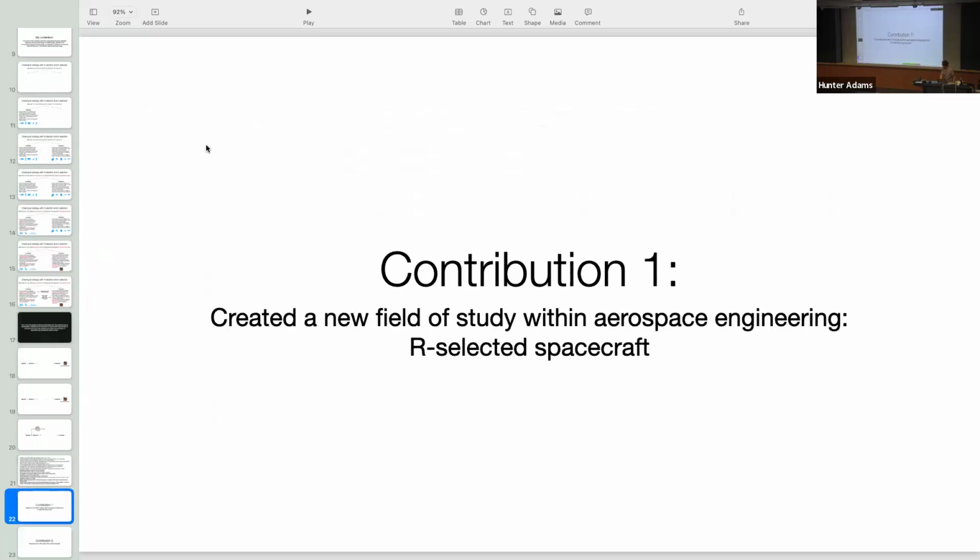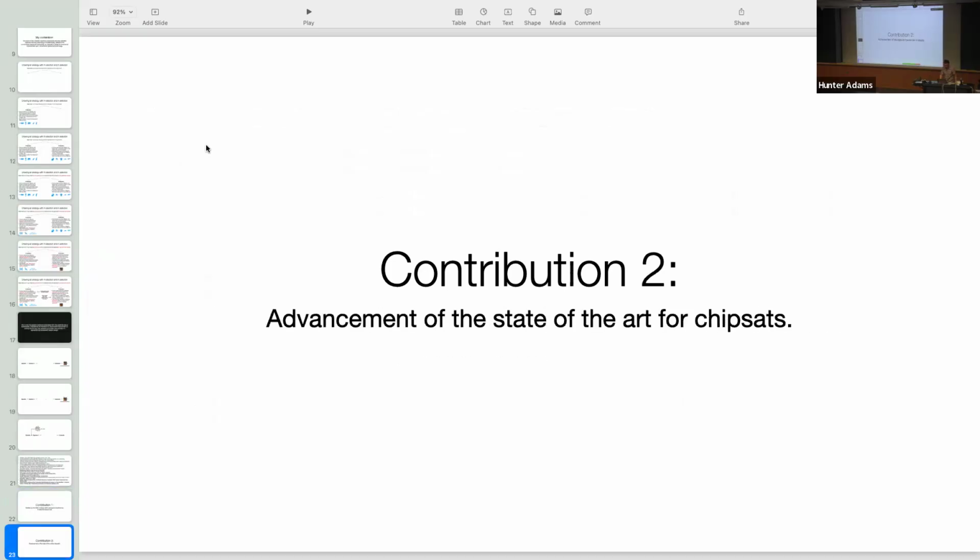So that I would say would be a defensive contribution. Contribution two would be an advancement of the state of the art of chipsats. That is to say, making this chipsat technology better, making a new version of it that has some new properties that make them a little bit better.